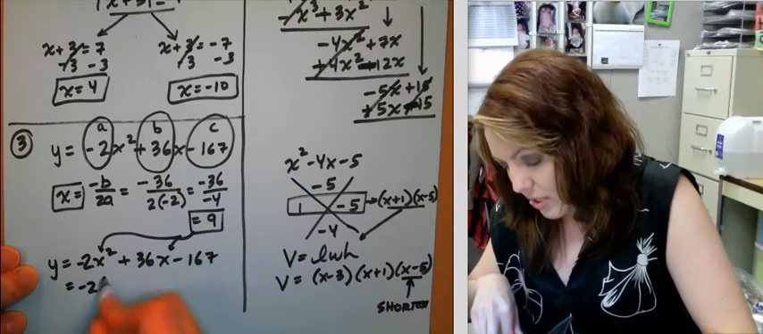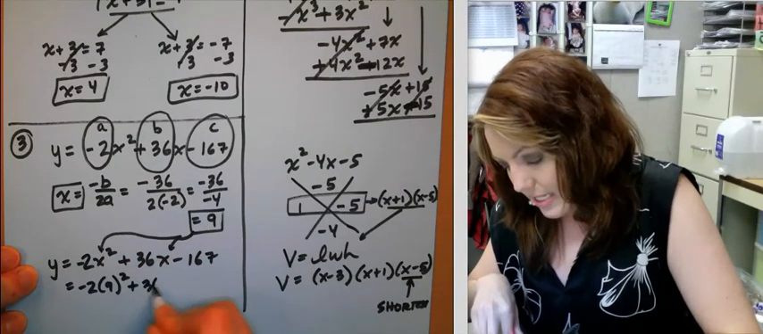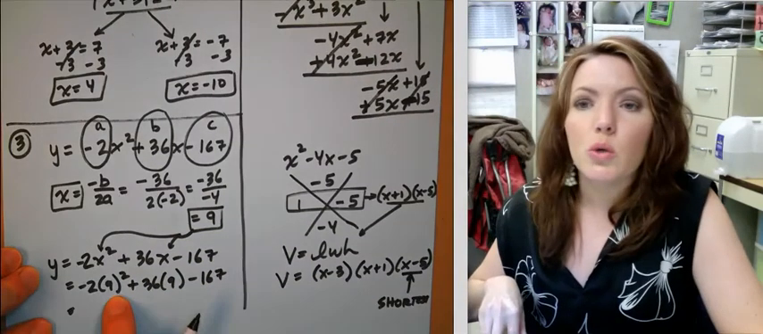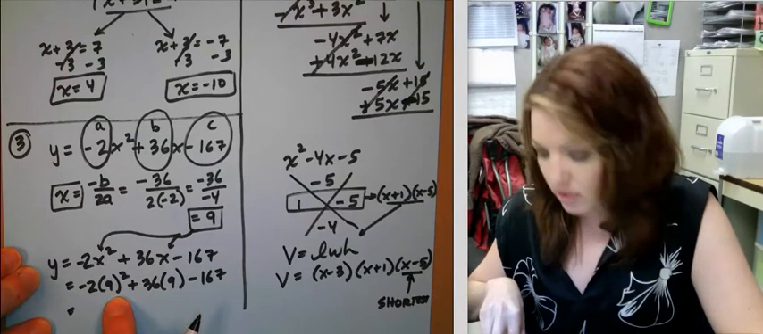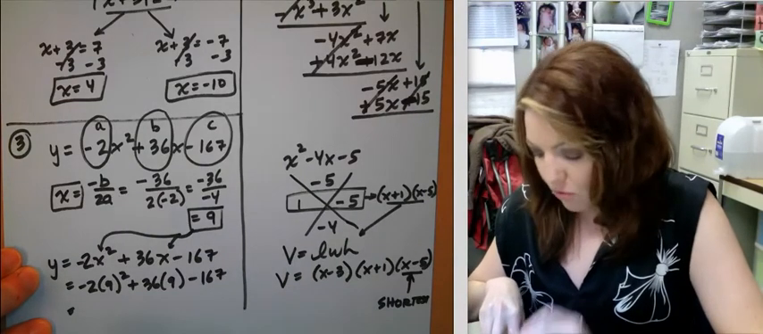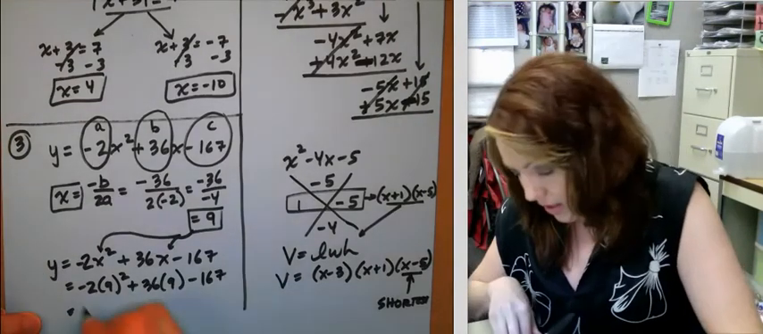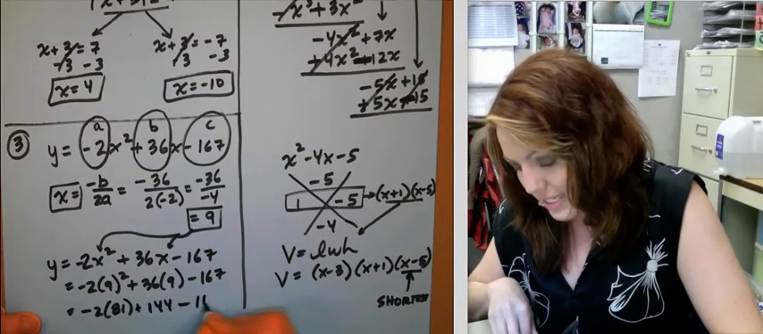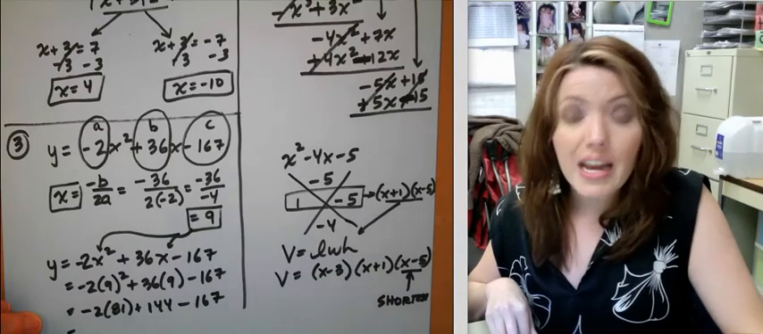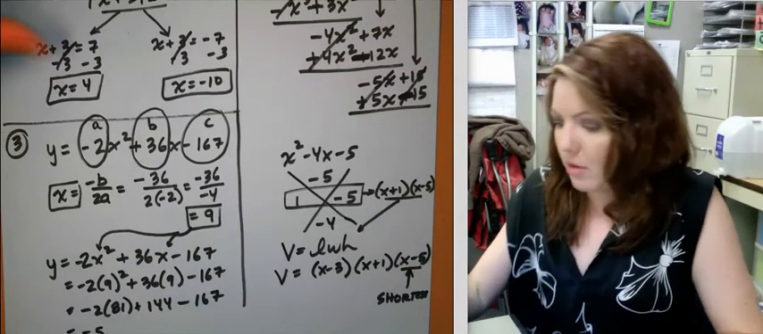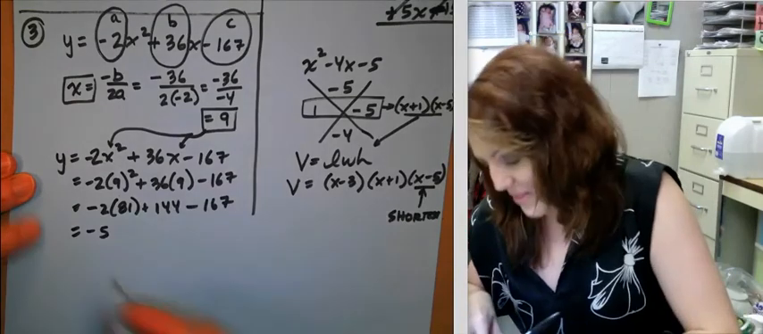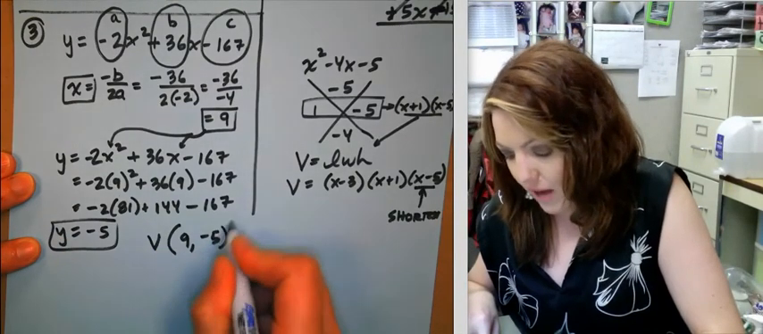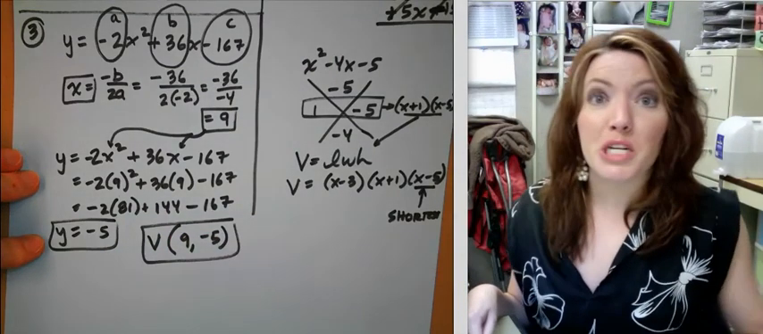So we get negative 2 times 9 squared plus 36 times 9 minus 167. And you always want to do exponents before multiplication, okay? So this becomes negative 2 times 81 plus 144 minus 167. If you do all of that, it should come out to negative 5. Whoops, I'm off the screen. Let's move that up. Okay, so y equals negative 5, so the vertex of this is 9, negative 5. Okay, switching over to a new video now.